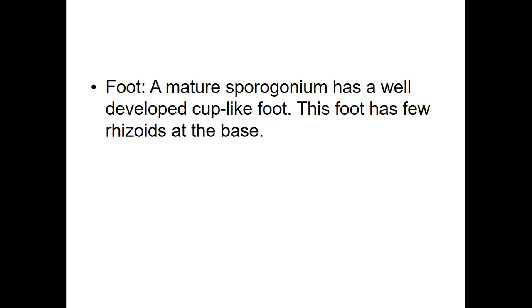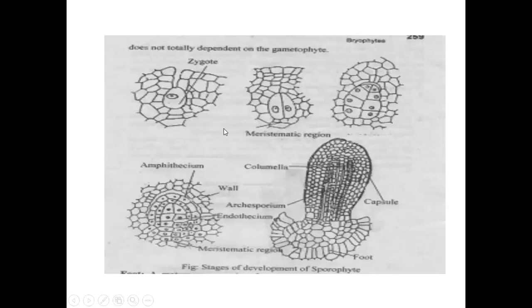The role of the foot is what? It helps in absorbing the food material from the gametophyte. And the role of the seta is for conduction or assimilation. But here, the seta is not well developed. You can see here, this is a complete foot. You can see only the seta region by a few tissue, by a few cells. That's it, not more than that.